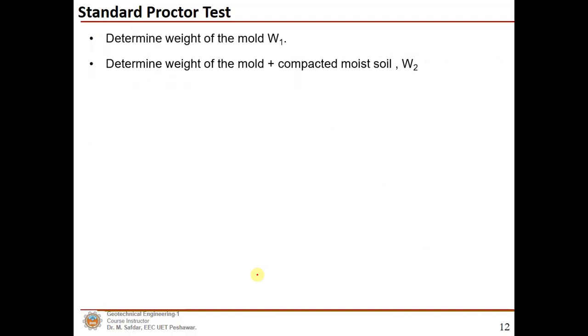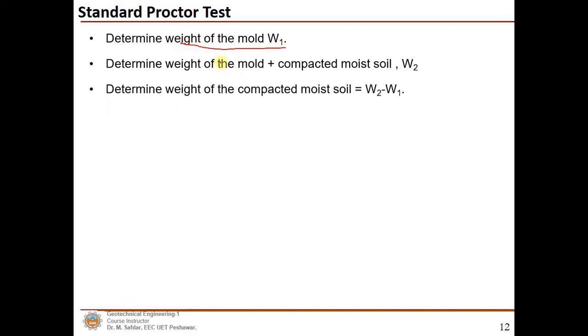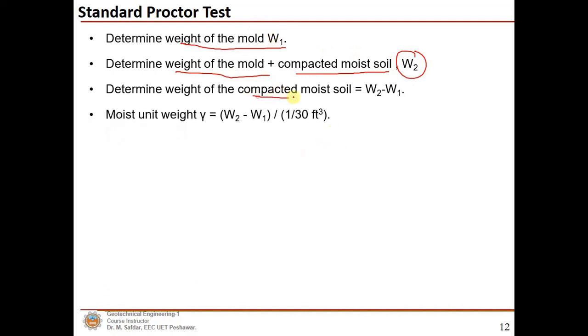So first we need to determine the weight of the mold, which is W1, and then we will determine the weight of the mold plus the compacted moist soil, that would be W2. We will determine the weight of the compacted moist soil, which means that we need to subtract the weight of the mold, W1, from W2, and the moist unit weight is given using this equation, and that is important.